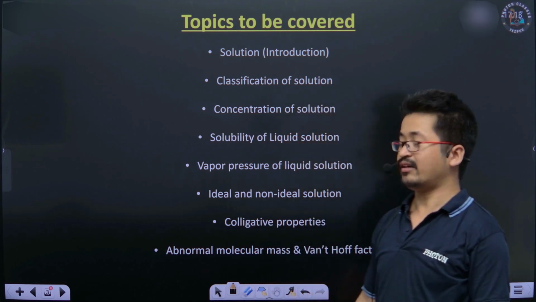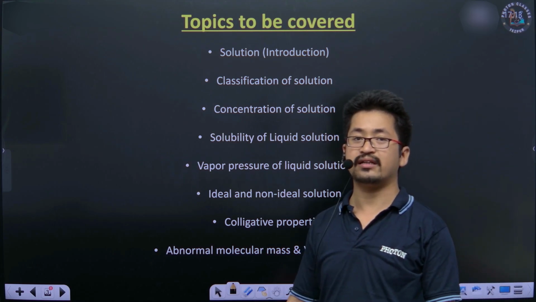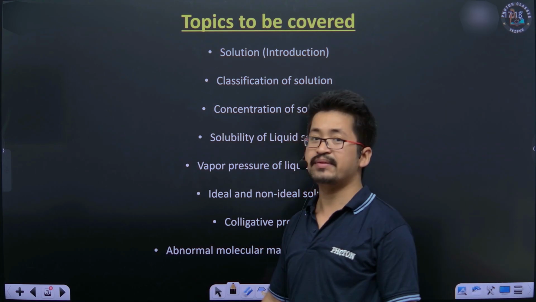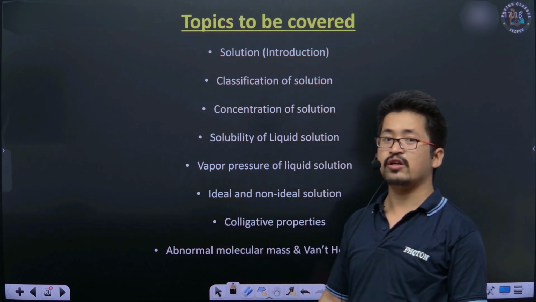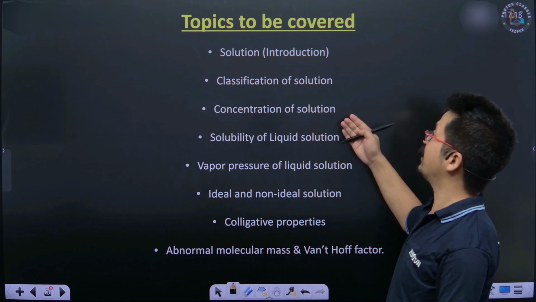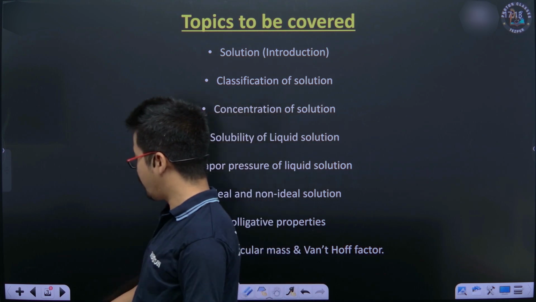After that we will be discussing the colligative properties. In this part we will discuss the different colligative properties, their applications, and also the limitations. And finally we will be discussing abnormal molecular mass and the Van 't Hoff factor. Okay, is that clear to everyone? So these are the topics that will be covered. Now let's move to the first part.